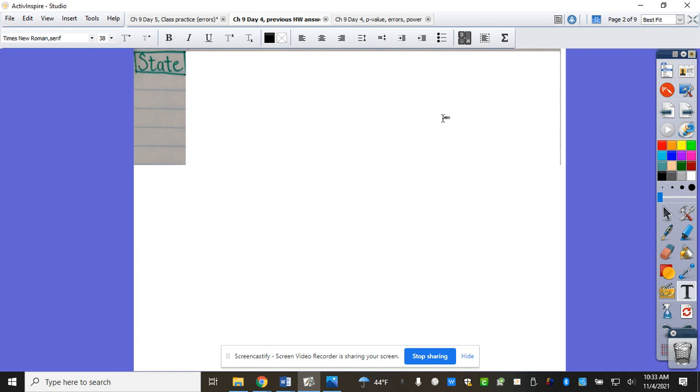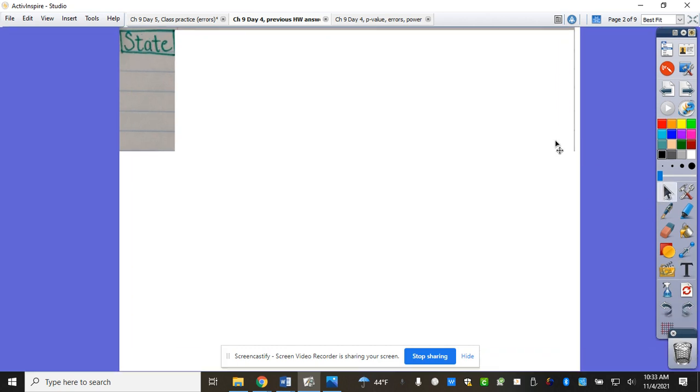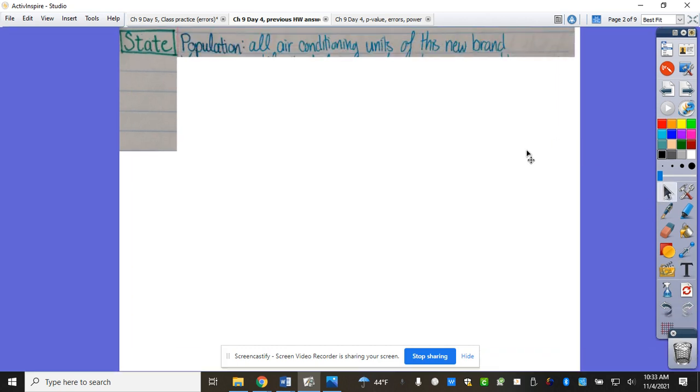Population. And what are we defining as our population here? What is our population for this problem? All of the new air conditioning units that are made by this new brand, by this specific manufacturer. And I probably should have put this manufacturer. Did it say this manufacturer in there? So I probably should have put manufacturer, but the new was the new brand, so it's all air conditioning units of this new brand. I should put this manufacturing unit of this manufacturer.